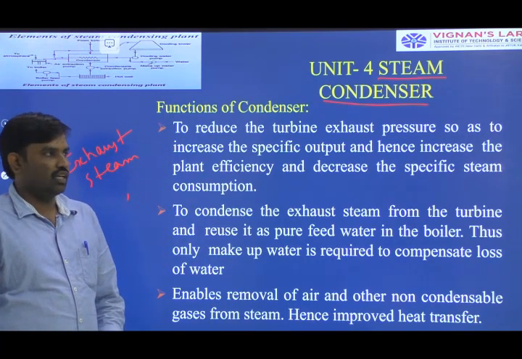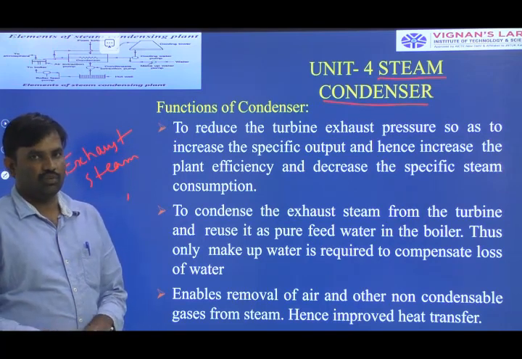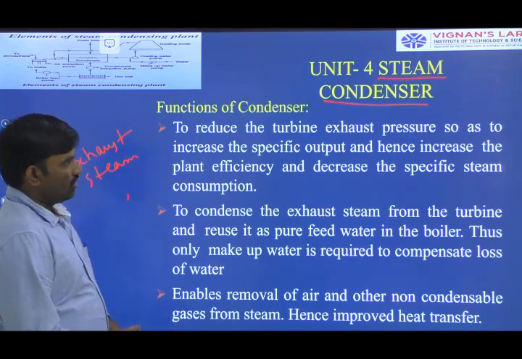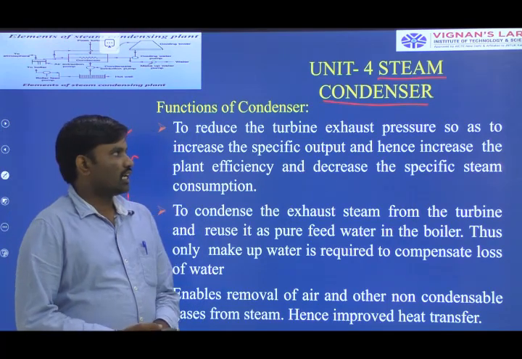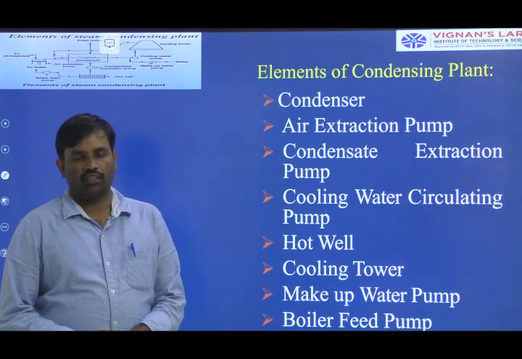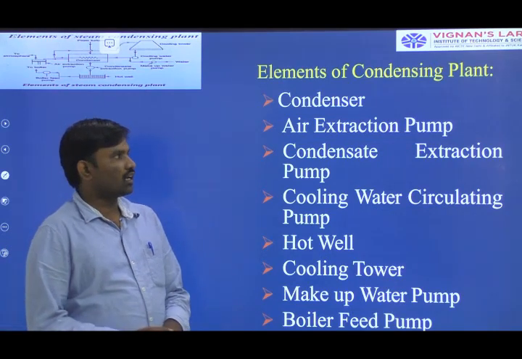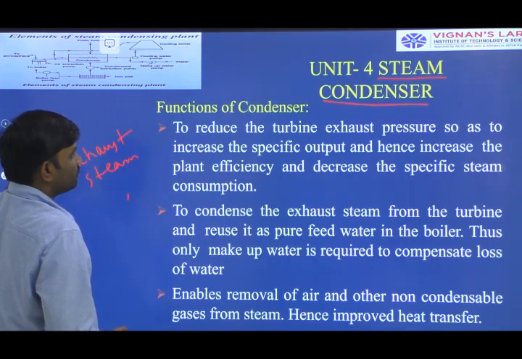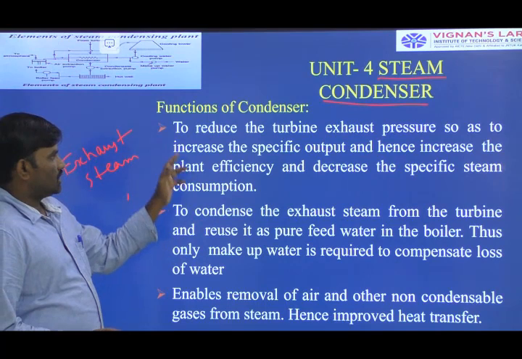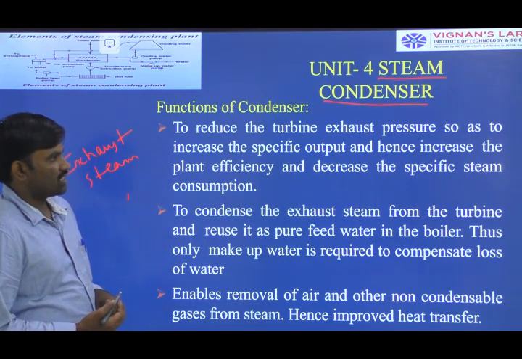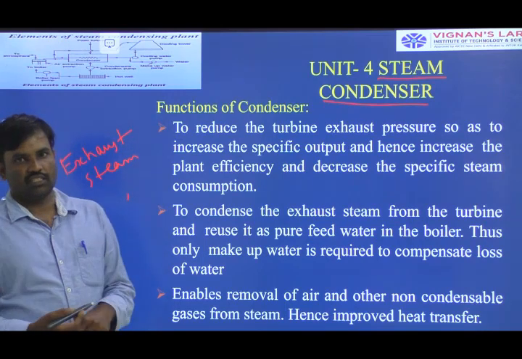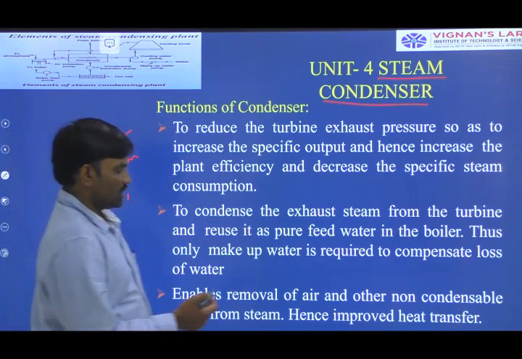Why do we locate the steam condenser in the steam power plant? With the help of the steam condenser only, we can create the phase change. We can convert steam into liquid for the next cyclic operation. The first function is to reduce the turbine exhaust pressure so as to increase the specific output and hence increase the plant efficiency and decrease the specific steam consumption.